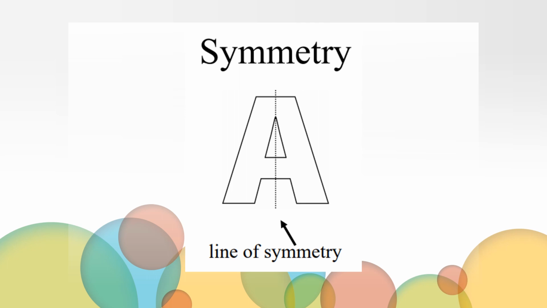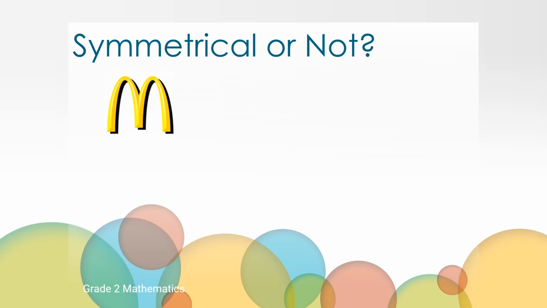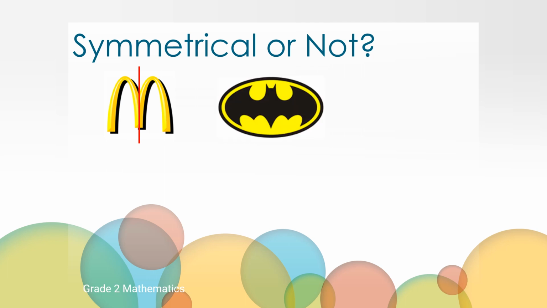A line of symmetry is a line drawn on a shape or an object in which the shape or object is the same on both sides. Let's look at some images and see if they're symmetrical or not. Here's our first image. Does it have symmetry? That's right. It has a line of symmetry going down the middle. Here's our next image. Is it symmetrical or not symmetrical?